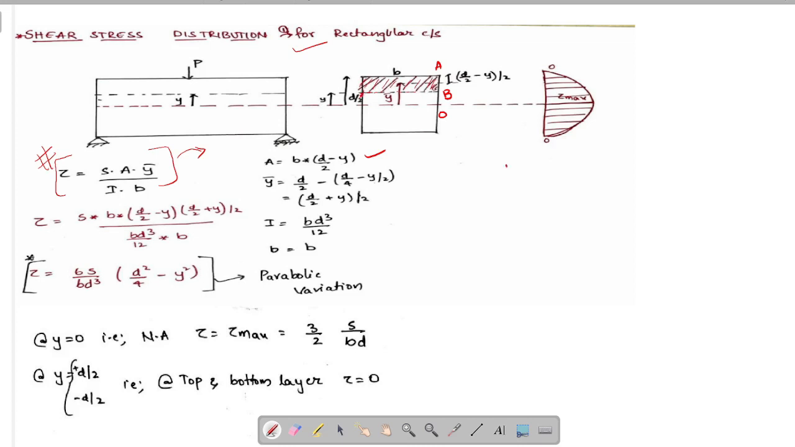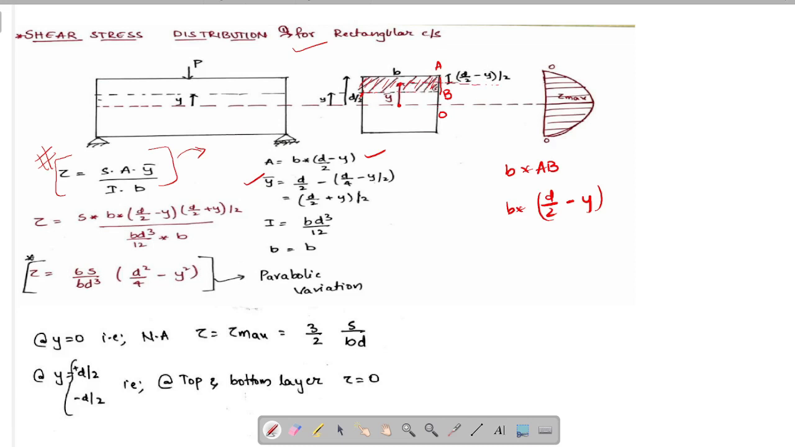It is given by B into AB. Here, AB is nothing but AO minus BO, which is nothing but D by 2 minus y. So area is B into D by 2 minus y. Now let's see what is y bar. Y bar is nothing but distance from neutral axis to centroid of the given area. Here centroid of the area will be at the center of AB because this is a rectangular cross section.